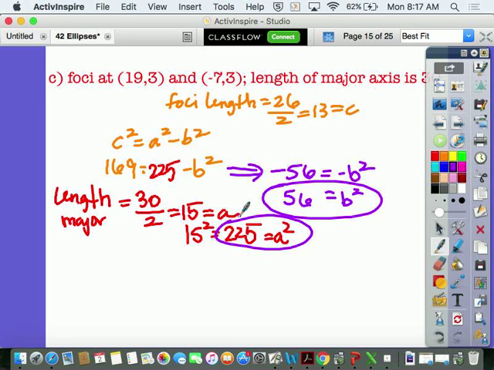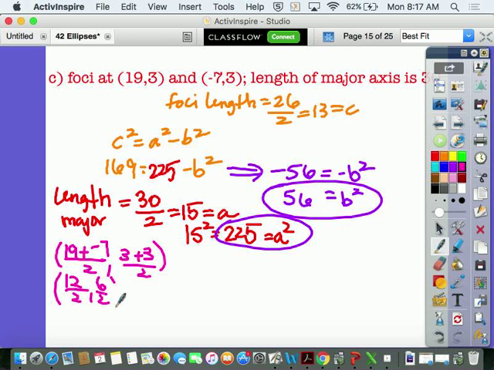We need to find the center. Well, if you recall, the center is the midpoint between each vertex. And if you think about it, the foci are located along the major axis, and so they're actually equidistant from the center as well. So we can find the midpoint of our foci to find our center. So the midpoint, (19 plus negative 7) over 2, (3 plus 3) over 2. That is going to be 12 over 2 and then 6 over 2. So our center is located at (6, 3).